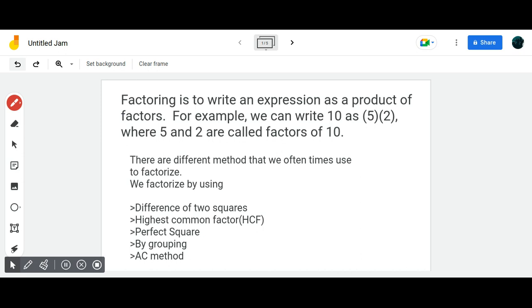And the topic that we will be looking at tonight is factorization.